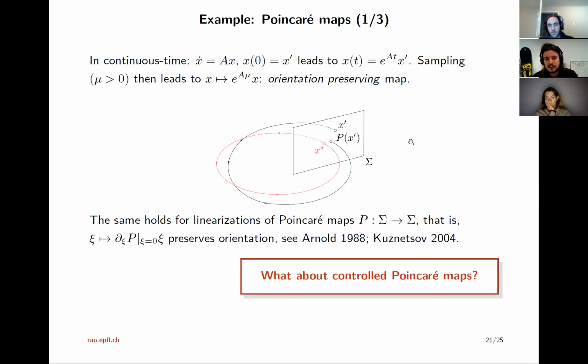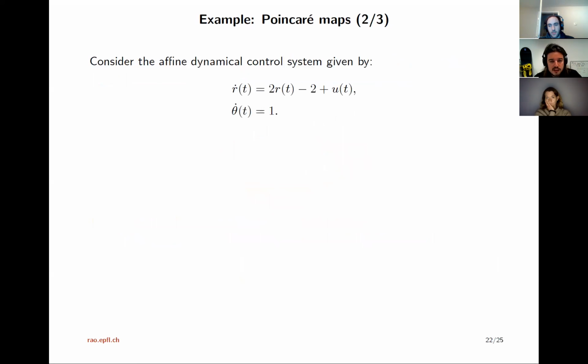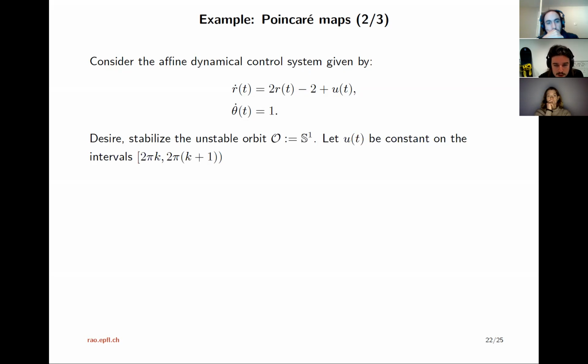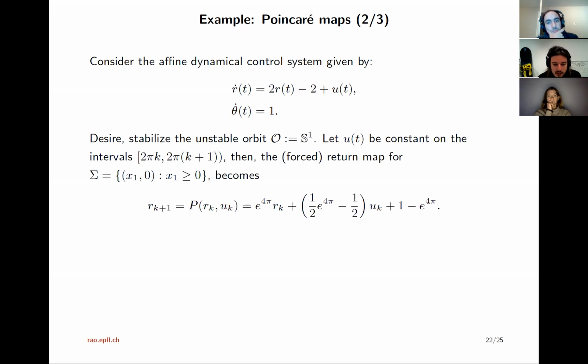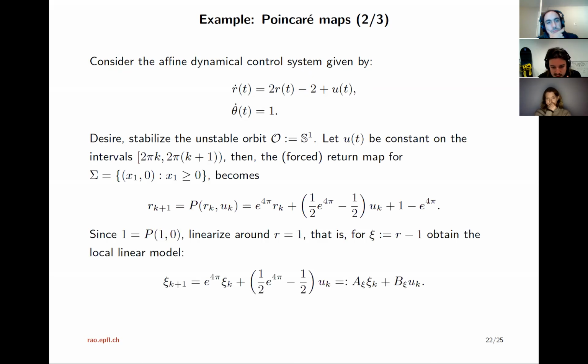So we can do, again, a very simple example. We can look at this affine system, which will have a fixed point for R is 1 and U is 0. But it's an unstable orbit. So the orbit is in this case the circle, but it's unstable. I will not go through all of the derivation, but we will assume that we let the input be constant from impact to impact. So for one rotation, you can derive the full Poincare map, you can linearize it, and you end up with some linear system you want to stabilize.